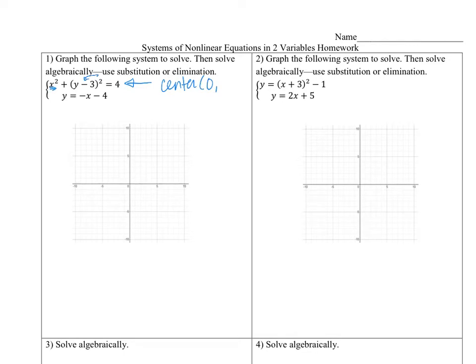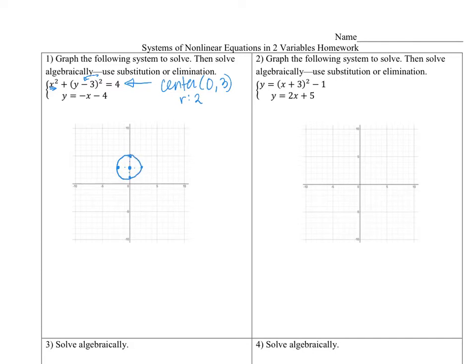This is moving me down 3, so it's going to, up 3, so it'll be at 0, 3, and my radius will be 2. So I'm going to go to 0, 3, 1, 2, 3. Radius is 2, so I'm going to go up, down, left, right, 2. And so I have my circle.